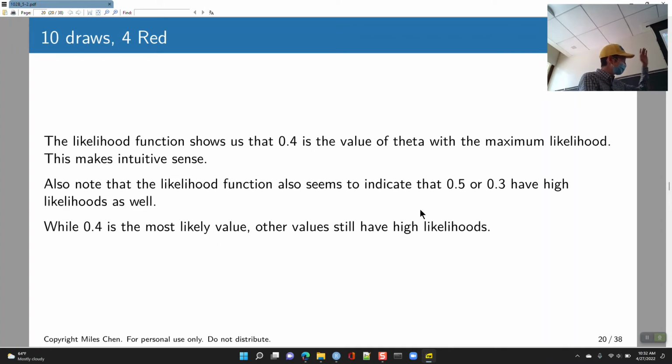I think this slide just says what I just said out loud. 0.4 has the maximum likelihood. That intuitively makes sense. Values like 0.5 and 0.3 have high likelihoods, and that's what we have.